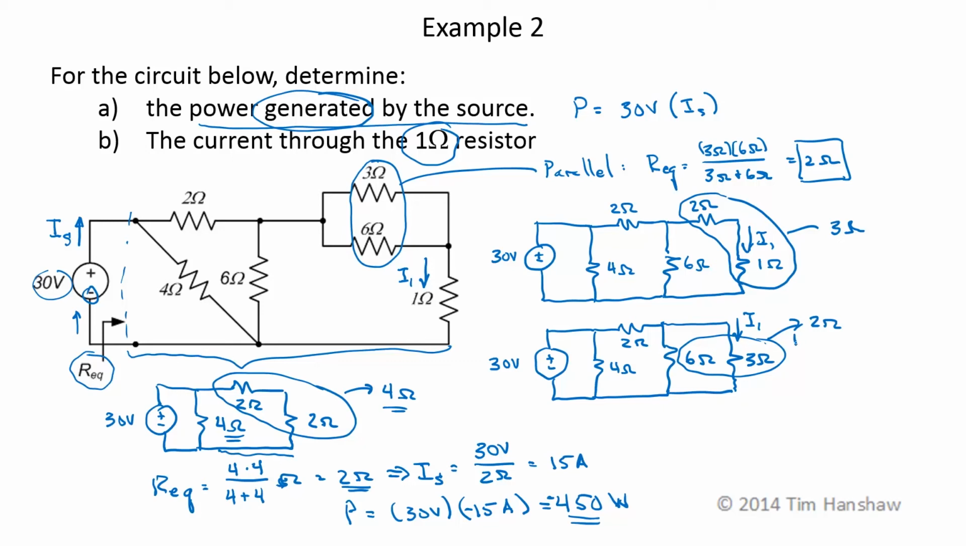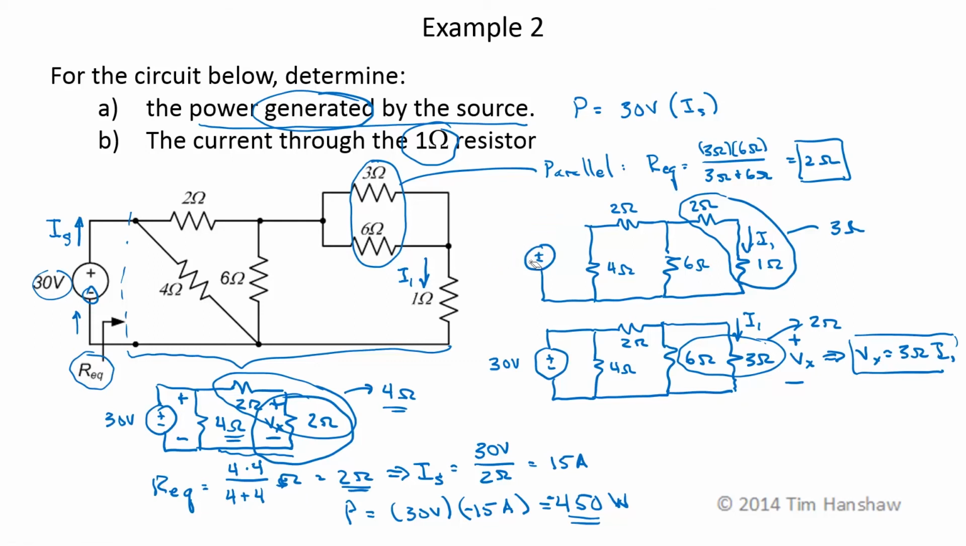Now the next thing that I combined over here, I lose that current. However, let me define a voltage across here, say V sub x. So V sub x is going to be 3 ohms times I1. V sub x does show up on this circuit down here. Now in this circuit, I know that I have 30 volts across a series combination of two 2 ohm resistors.